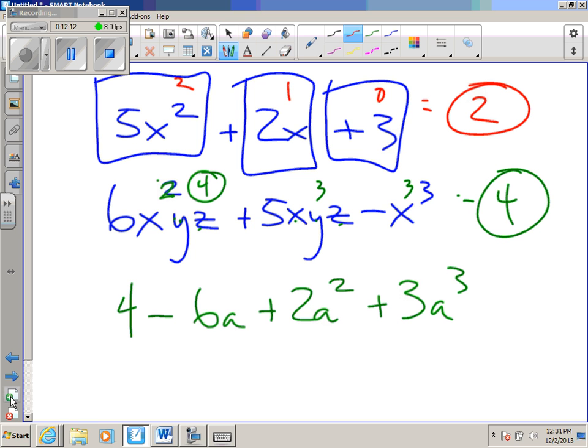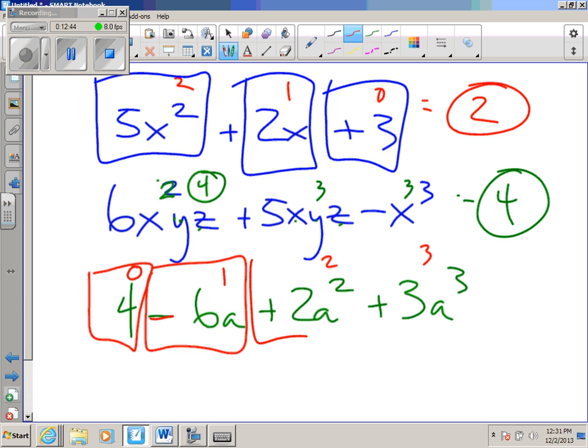It goes in ascending order, because what's the degree of the 4? Is there a variable here? It goes from 0 to 1 to 2. Descending would go the other way: 3, 2, 1, 0. But it's also important to note that that 6a is a negative 6a. If there's a negative in front of it anywhere, when you move it, that's what's got to stay in front of it.